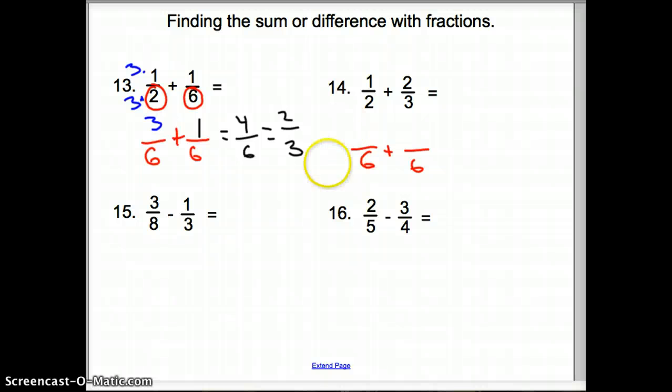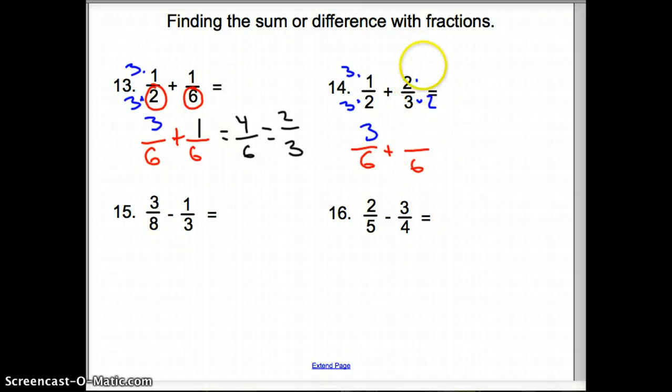Well, how did you get this 2 to become a 6? You had to take it times 3. So what you do to the bottom, you have to do to the top. So you take the top times 3. 3 times 1 is 3. Now, how'd you get this 3 to become a 6? You had to take it times 2.